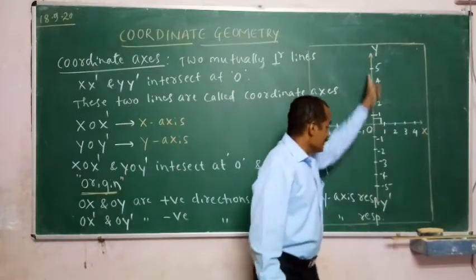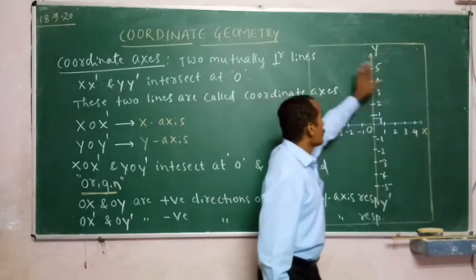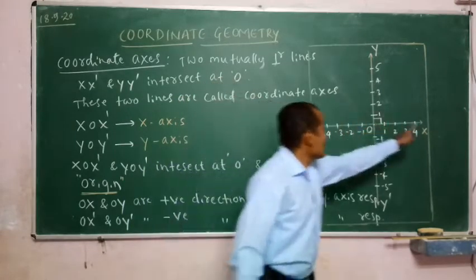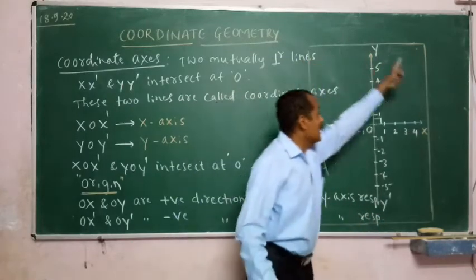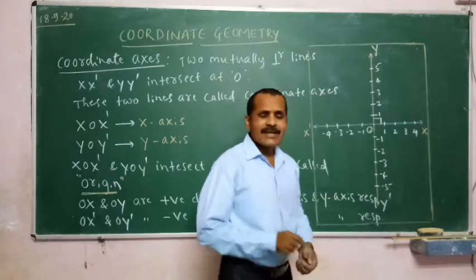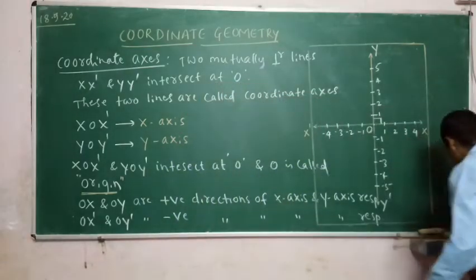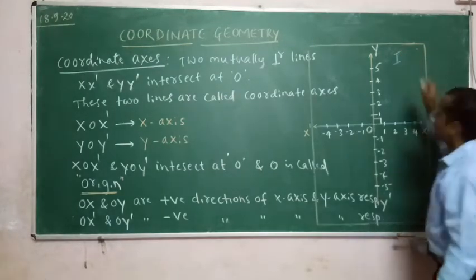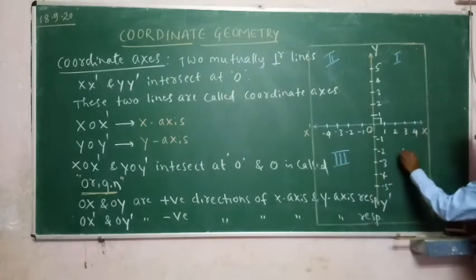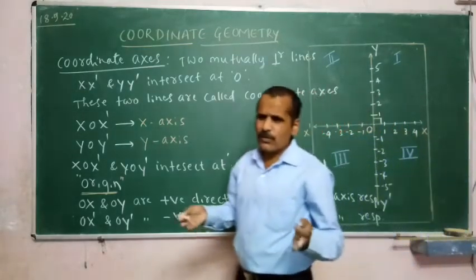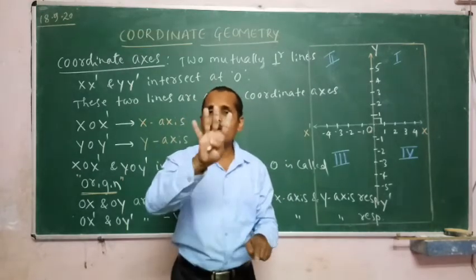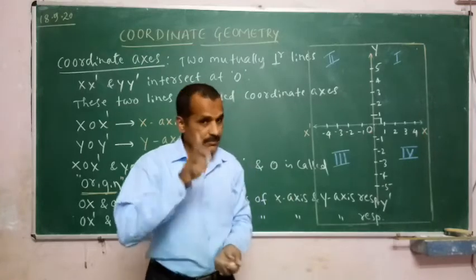These two lines divide the plane into four parts. Listen once again. The mutually perpendicular x dash and y dash lines divide the plane into four parts. Each part is called a quadrant. There is a specific way to name the quadrants. This is always the first quadrant, this is the second quadrant, this is the third quadrant, and this is always the fourth quadrant. Now, see here.